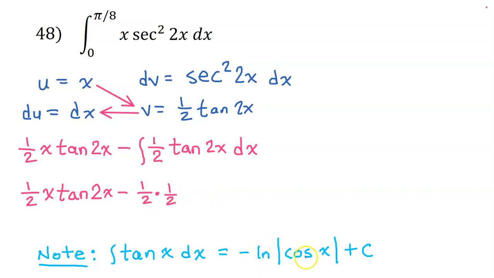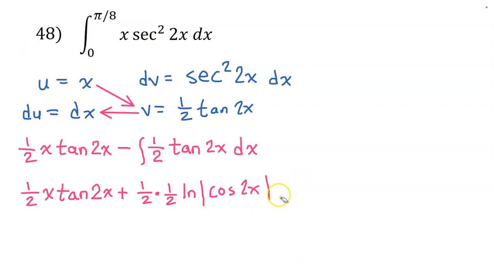Now here comes the memorized rule. The negative in the front is going to cause this negative to become a plus. But then we have the natural log of the absolute value of cosine 2x plus c. Actually, we won't do plus c because this is a definite integral. But first, 1/2 times 1/2 is 1/4.